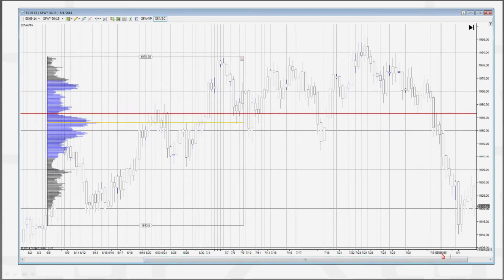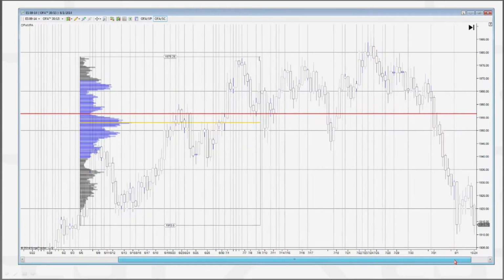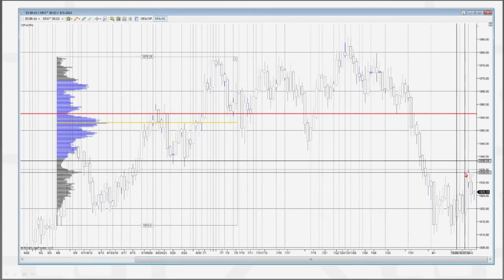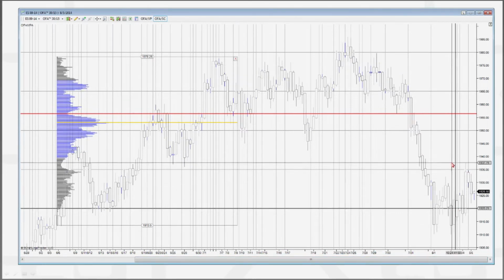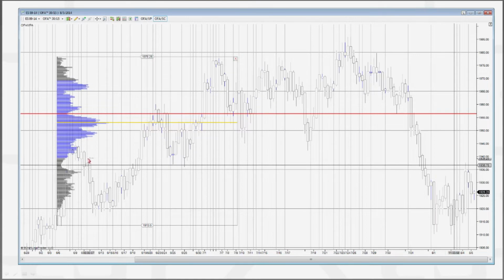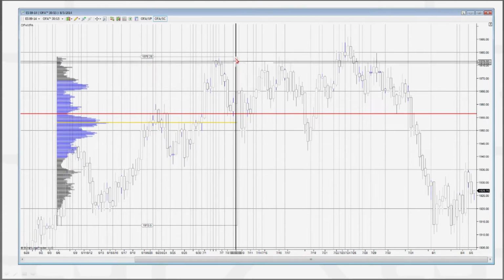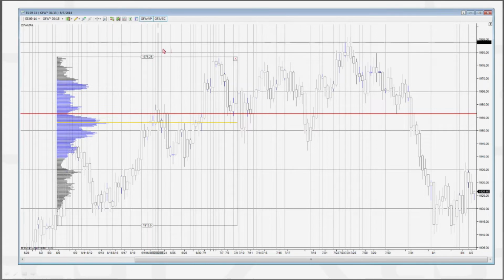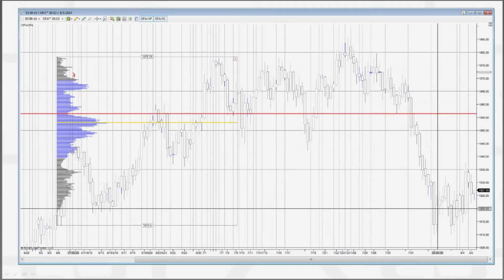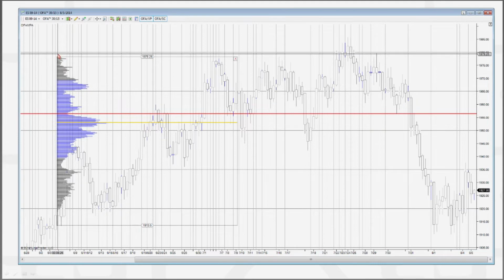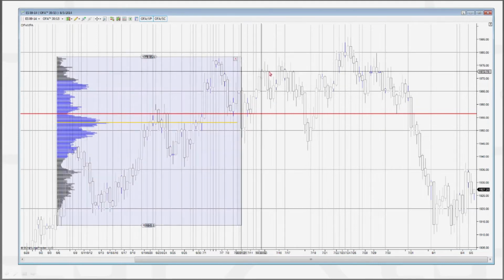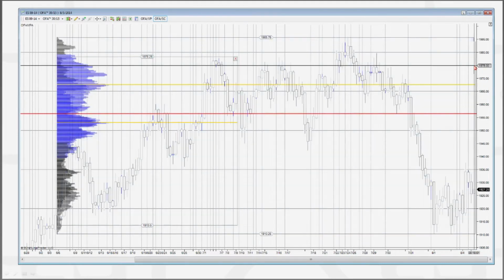So one of the things that we want to look at is this swing low. We got this low volume area right here. In fact, you can see right here we have a low volume area just for this move up. Now I have a swing high and a swing low, so I want to include all of this data.